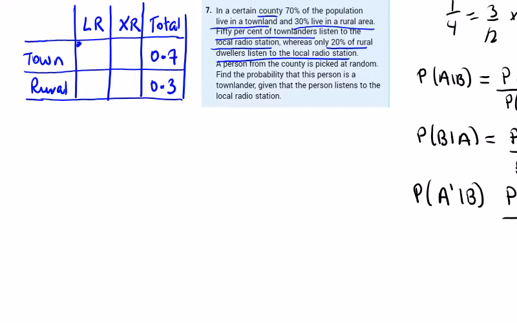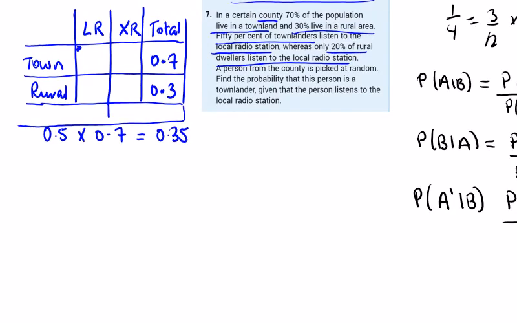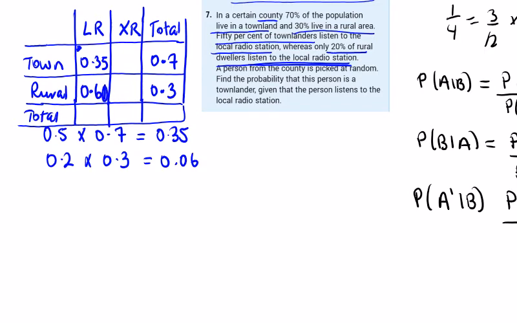Now there's 70% of the total. So 50% of 70% is obviously 35%, half it, 0.35. I need another line in here as well for my totals, coming down this way. So I have 0.35 of the overall population listening to the radio based on our townland. 20% of the rural dwellers listen to the local radio. 20% of 30%, 2 3s are 6, and we've 2 decimals, so 0.06.